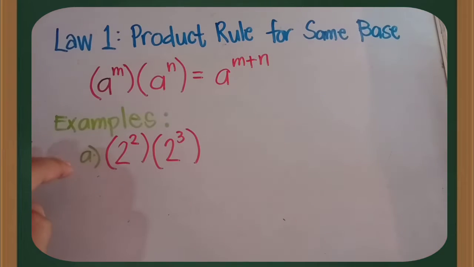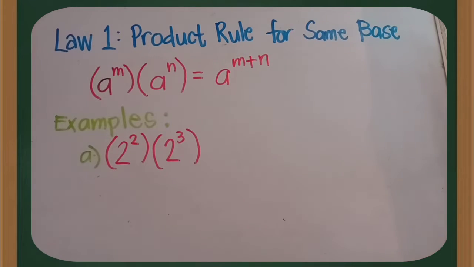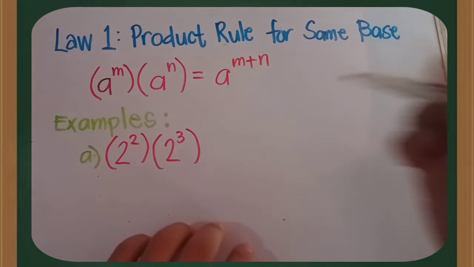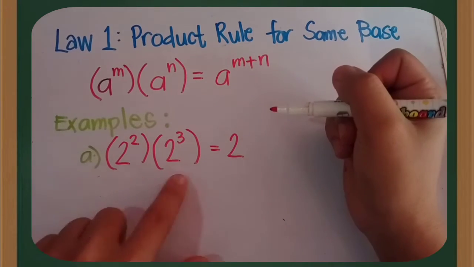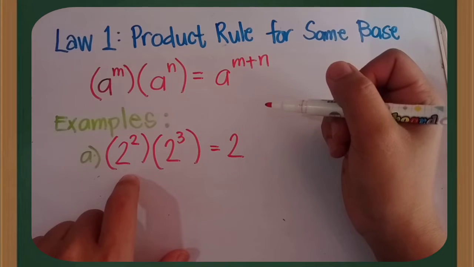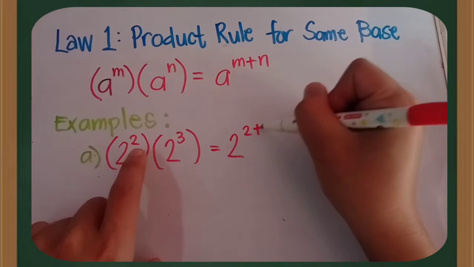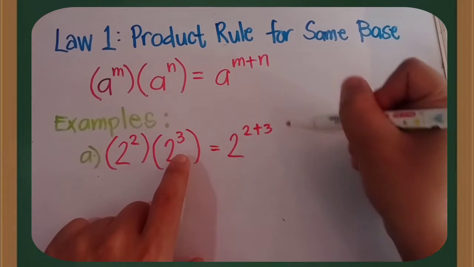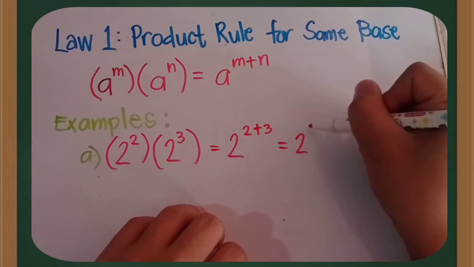Okay, let's have examples. First example we have here, 2 raised to the power of 2 times 2 raised to the power of 3. Based on the first law, if we multiply two expressions having the same base, we are first going to copy the common base, which is 2, and we are going to add their exponents. The first exponent is 2 plus the second exponent, which is 3. So 2 raised to the power of 2 plus 3, that's 2 raised to the power of 5.